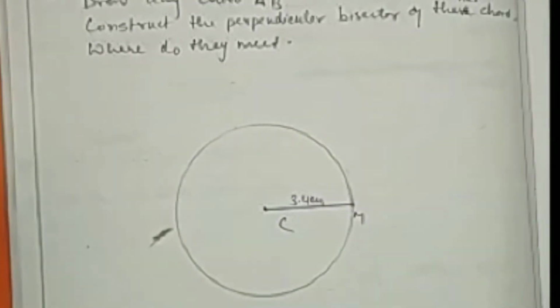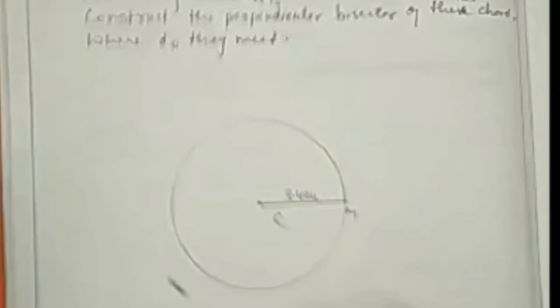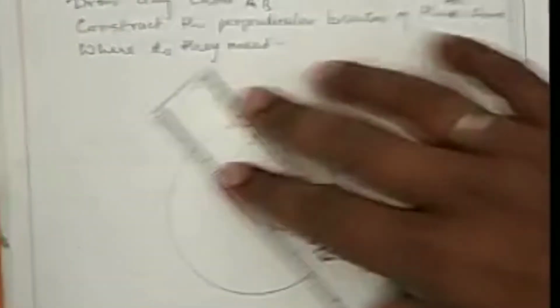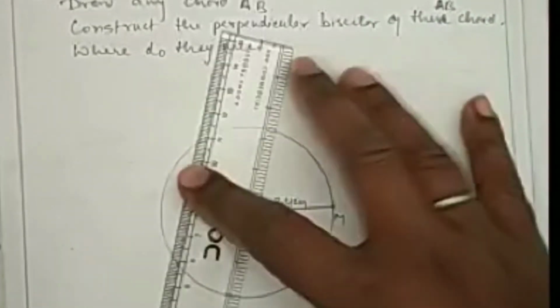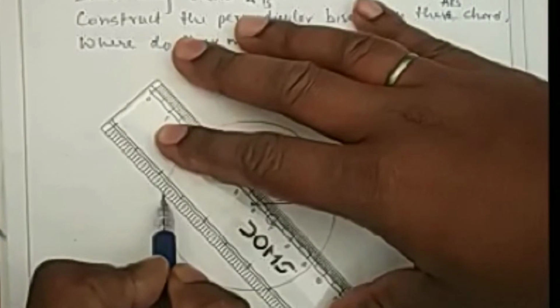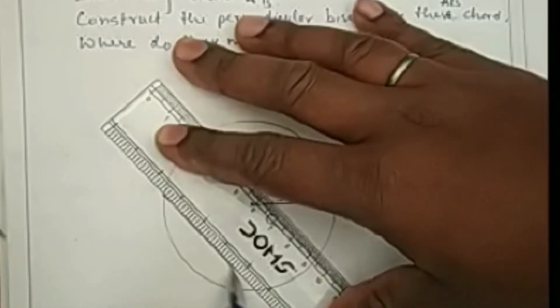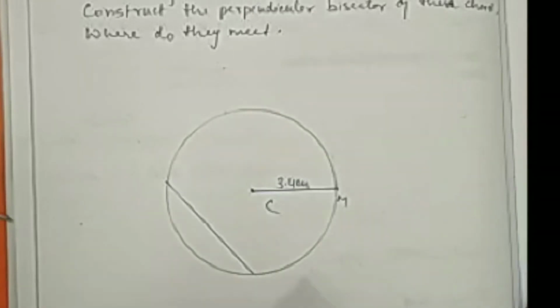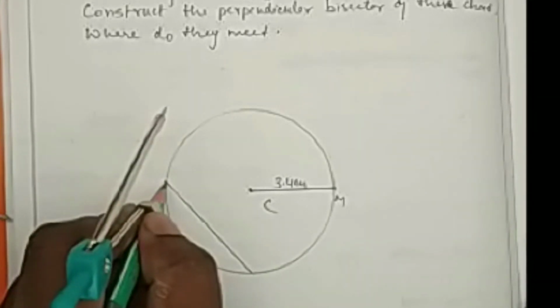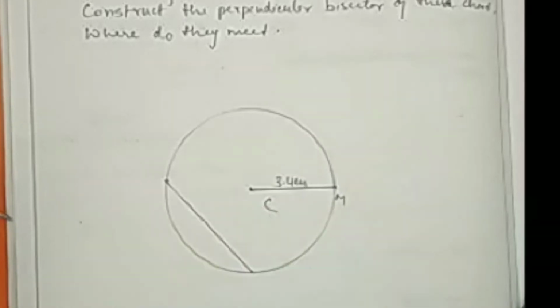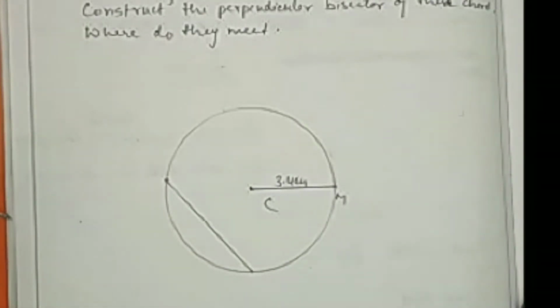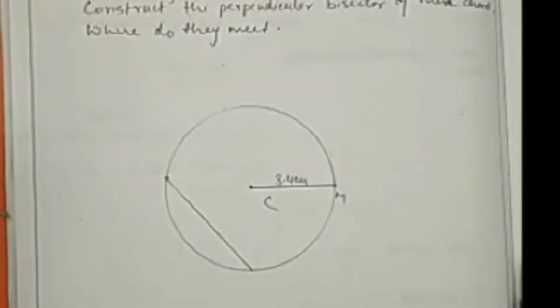Okay. Now in the second part it is saying draw any chord AB. Draw any chord AB. So make AB anywhere. Anywhere you can make. So what is a chord? A chord is a line which joins two points on the circle. So this is the first point and this is the second point, which are on the circle. Yes or no? Yes. A chord is a line which joins two points on the circle.